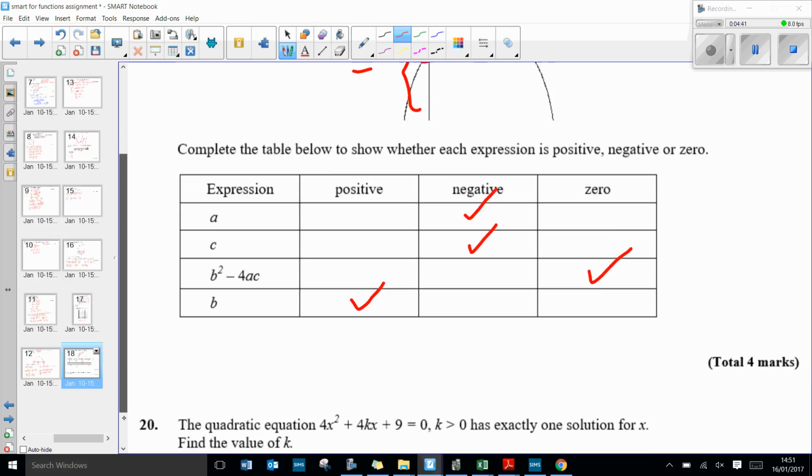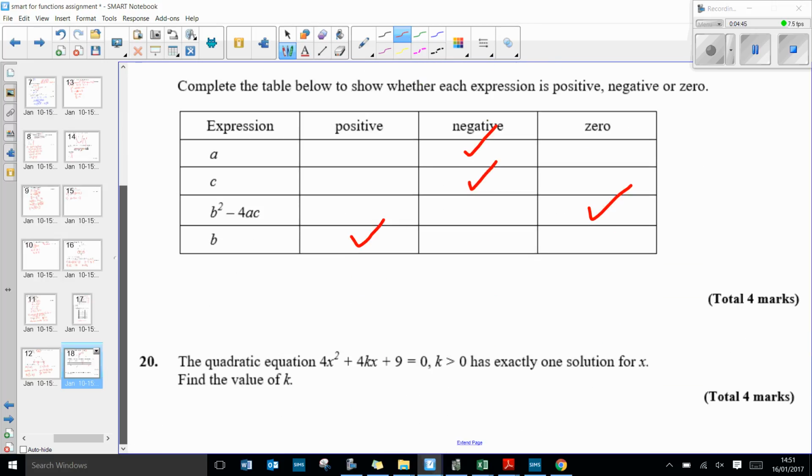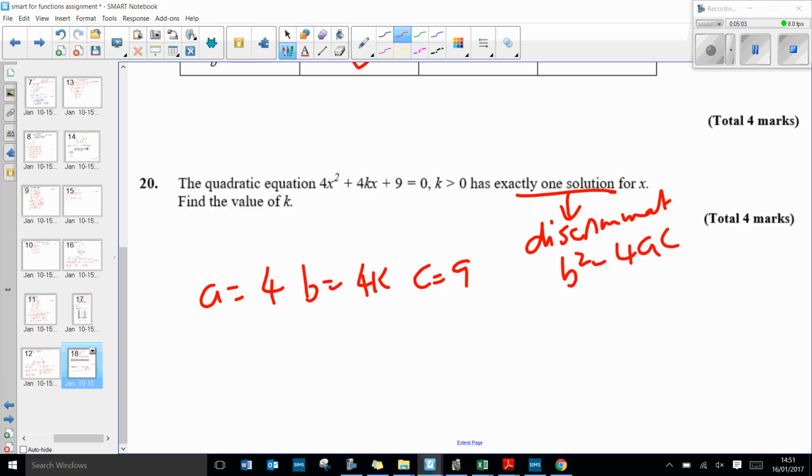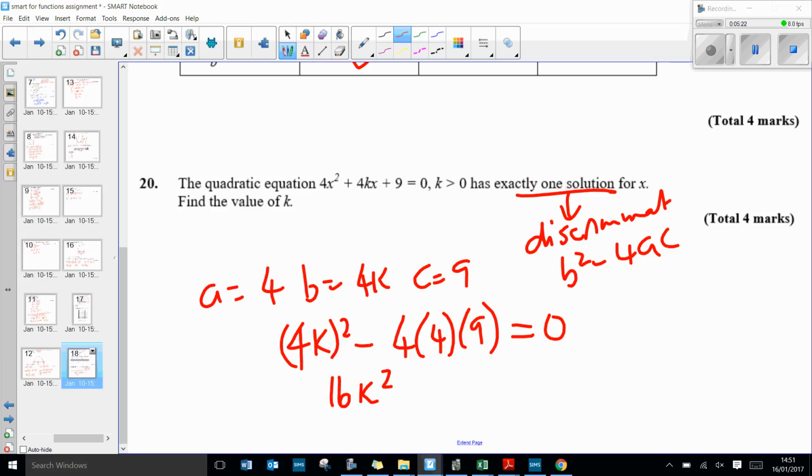Okay, so last question. The quadratic has exactly one solution, so that means we're looking at the discriminant, or B squared minus 4AC. So A is 4, B is 4k, and C is 9. So (4k) squared, note the brackets around this, minus 4 times A times C, has exactly one solution, so that means the discriminant is equal to 0. So 16k squared minus 16 times 9. It's 144. k squared is 144 over 16.